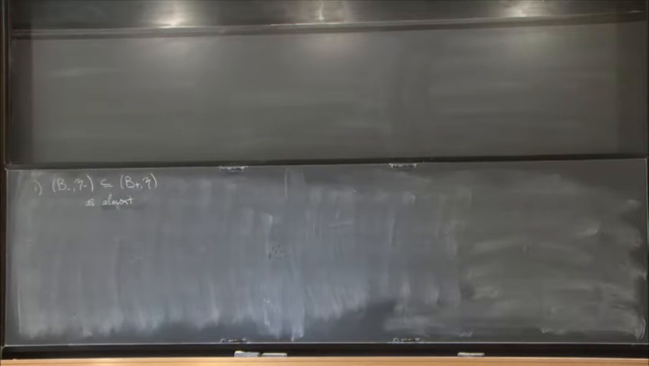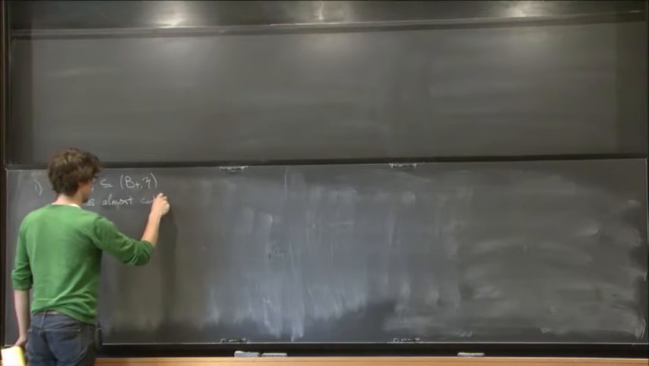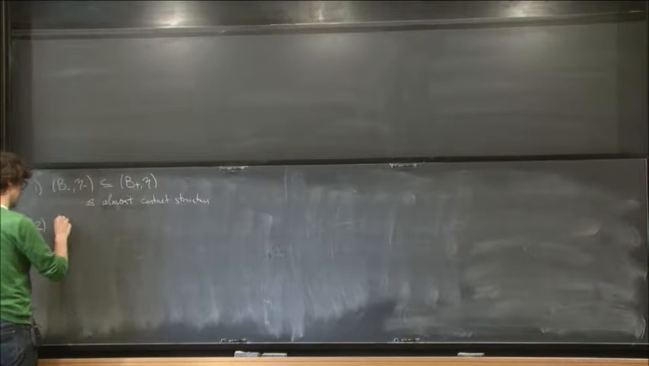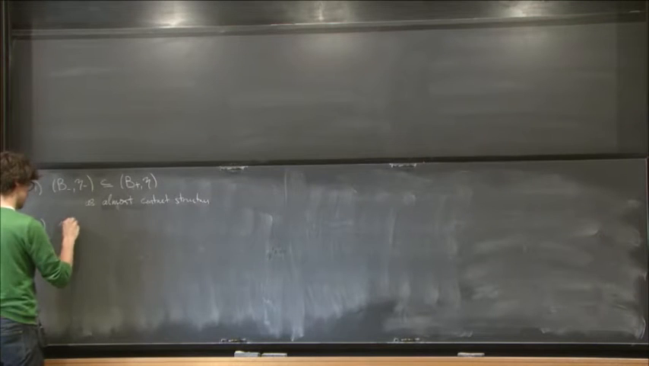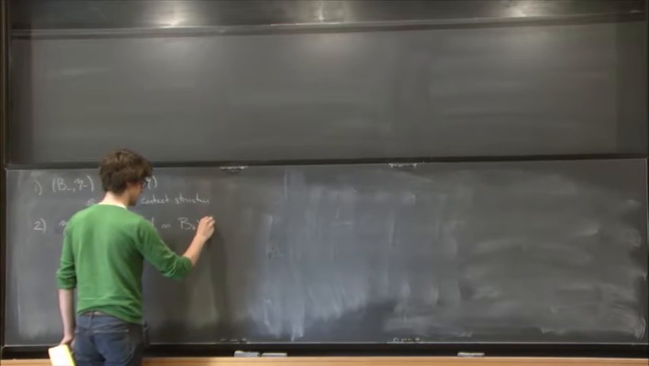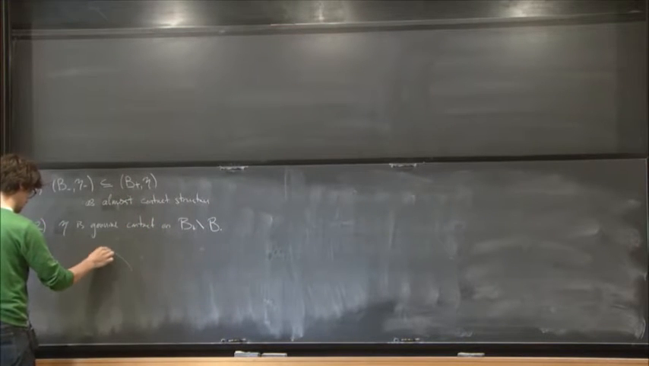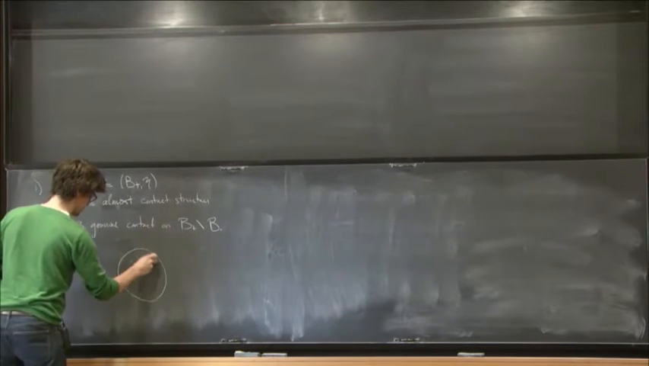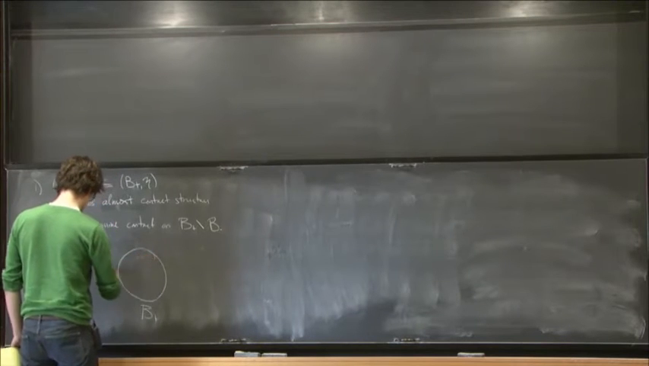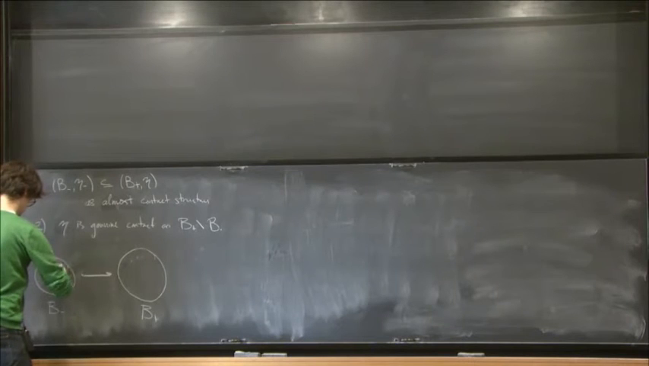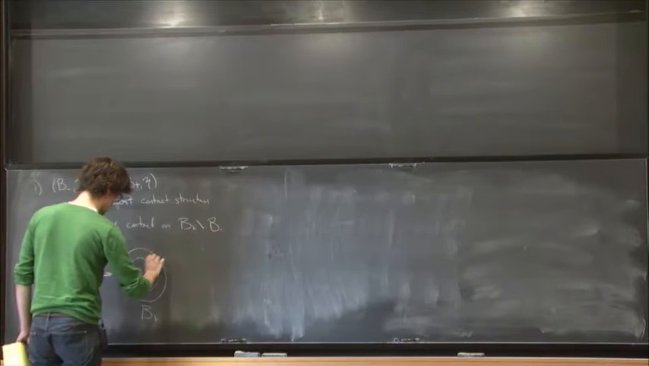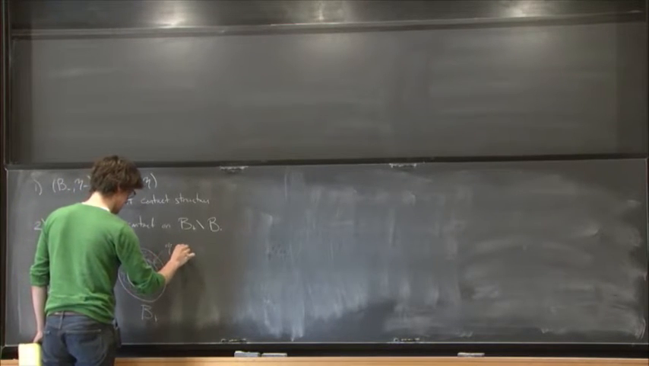There's three. As almost contact structures, and two, eta restricted is genuine contact on B plus set minus B minus. So the picture is: here's B plus, here's B minus, and we can embed it into here, such that eta on this ring, eta is genuine.